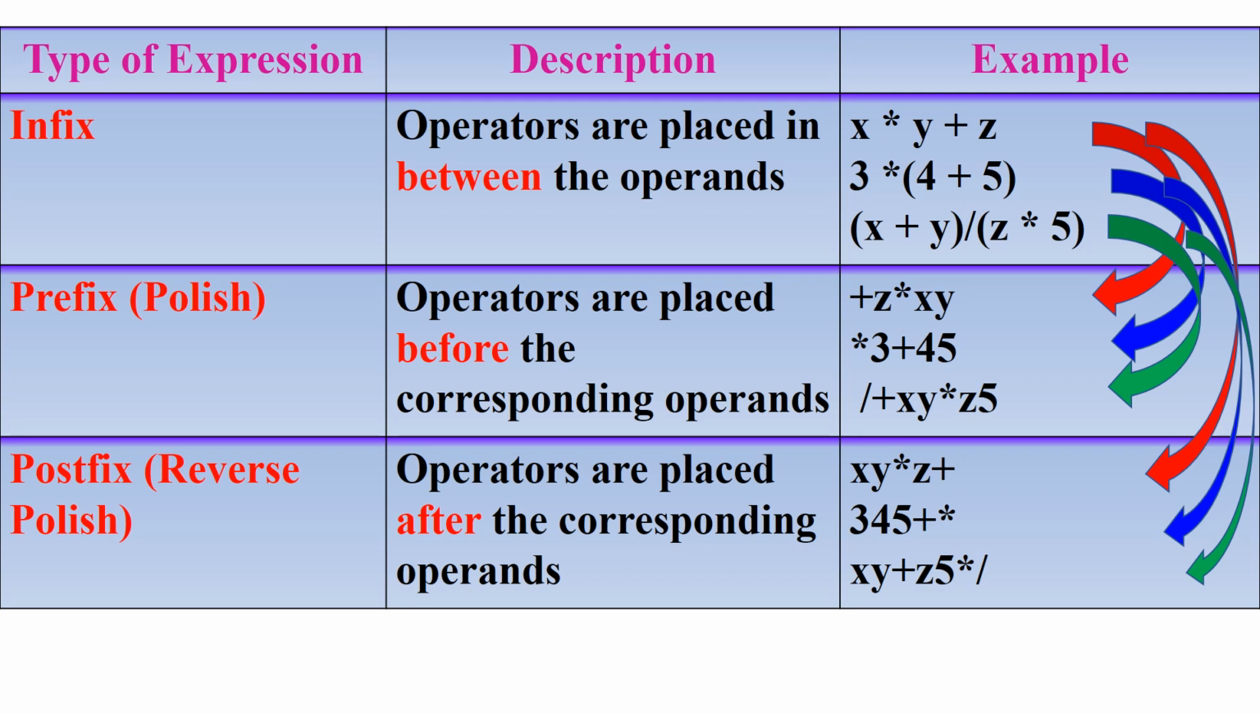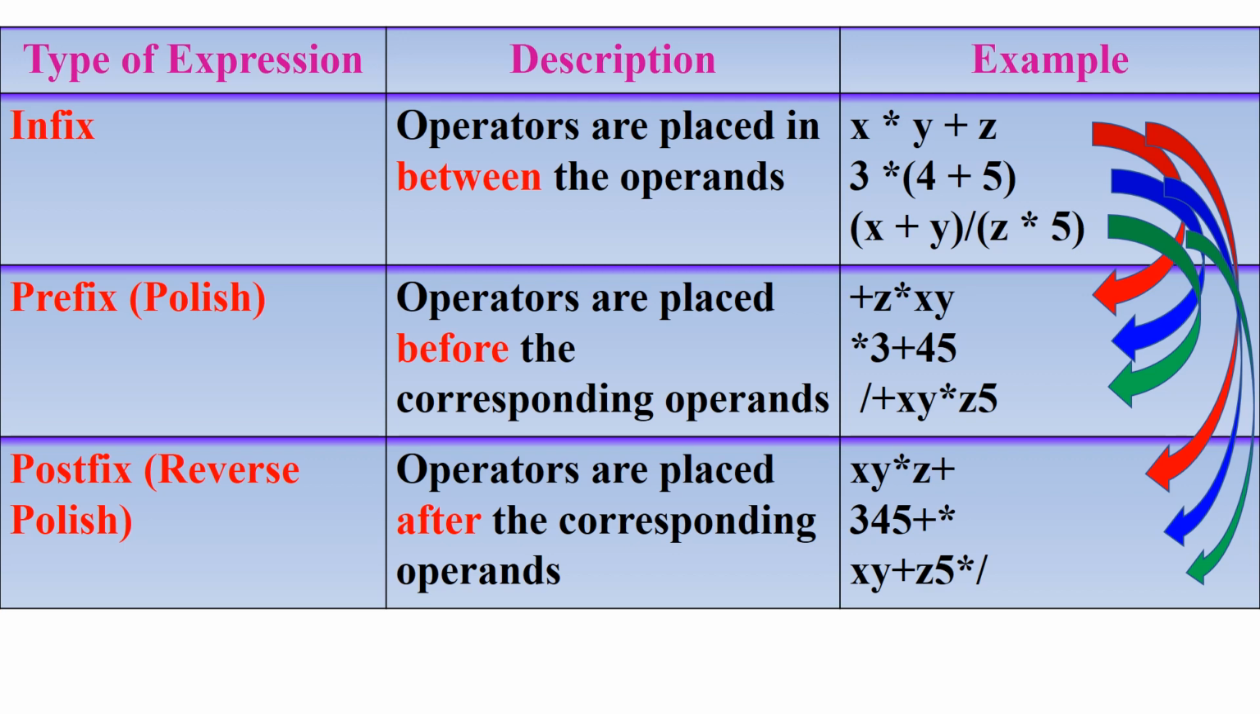In prefix or Polish notation, operators are placed before the corresponding operands. So, x asterisk y plus z is written as plus z asterisk xy. 3 asterisk 4 plus 5 is written as asterisk 3 plus 4 5, and x plus y slash z asterisk 5 is written as slash plus xy asterisk z 5.